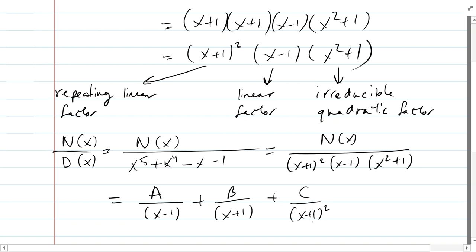So when you're having a repeating linear, you have to have a fraction with the first factor and then a coefficient over the factor squared. And then plus, to handle the irreducible quadratic, you have a linear function, which is dx plus e over my irreducible quadratic. Once you bust it up into that, if a, b, c, d, and e are just numbers, can you integrate those? Yep, you can.